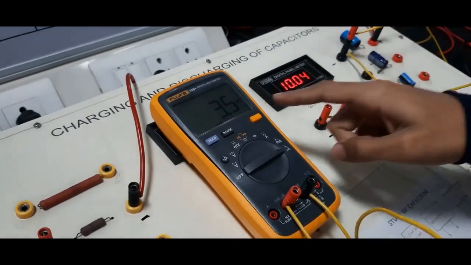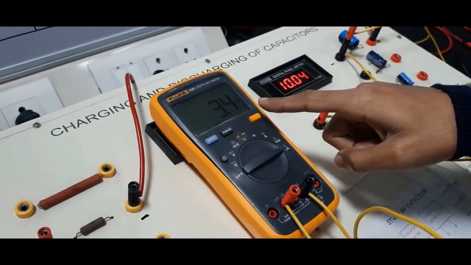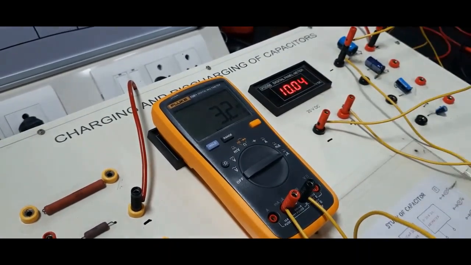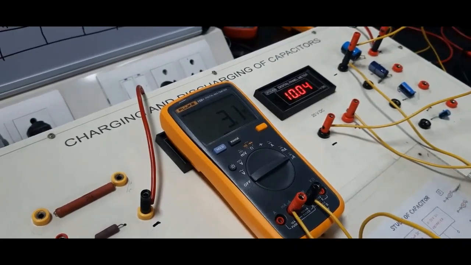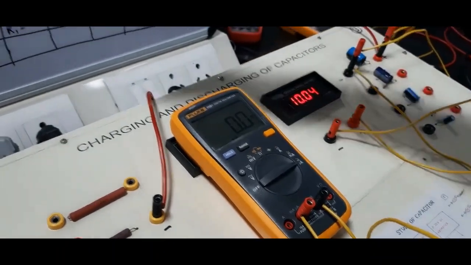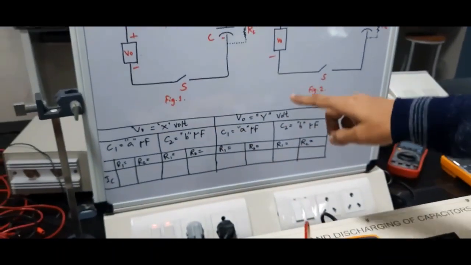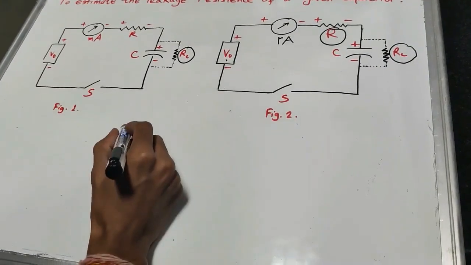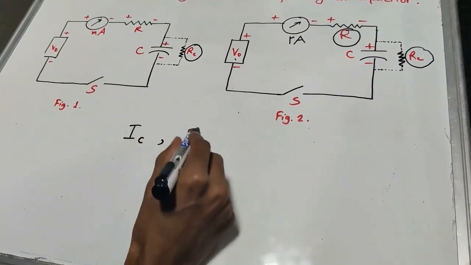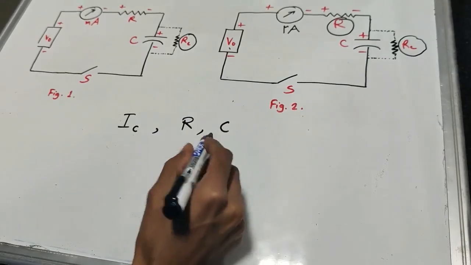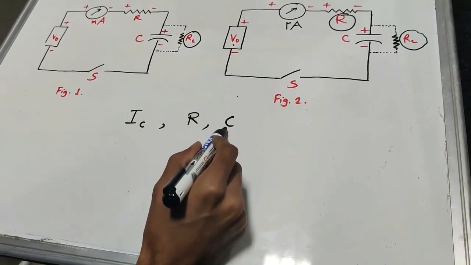Once it saturates, we have to note that reading, and you have to do different measurements for different setups. So that is for this part of the experiment, and we have to repeat the same for different combinations, and you have to calculate the leakage resistance. As of now, we have measured this leakage current IC for different values of R, as you can see here, and for different choices of capacitance C.